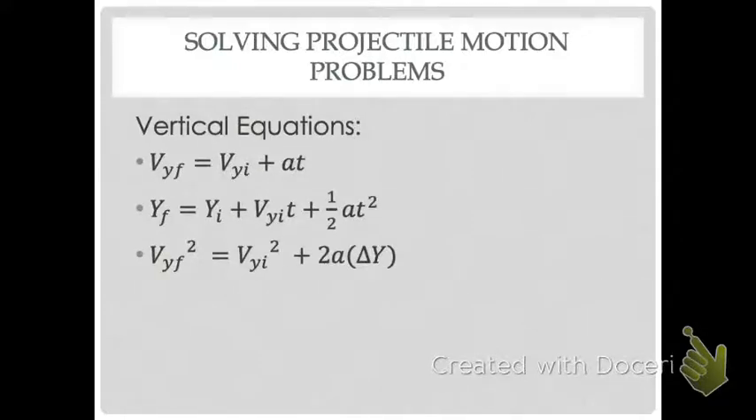These are our vertical equations. You need to write this down in projectile motion on your notes, or your equation sheet, okay? This needs to go on your equation sheet, and it needs to say projectile motion, then vertical equations, okay? Because you're going to have a set of horizontal equations and a set of vertical equations. I'm going to go ahead and give you both sets.